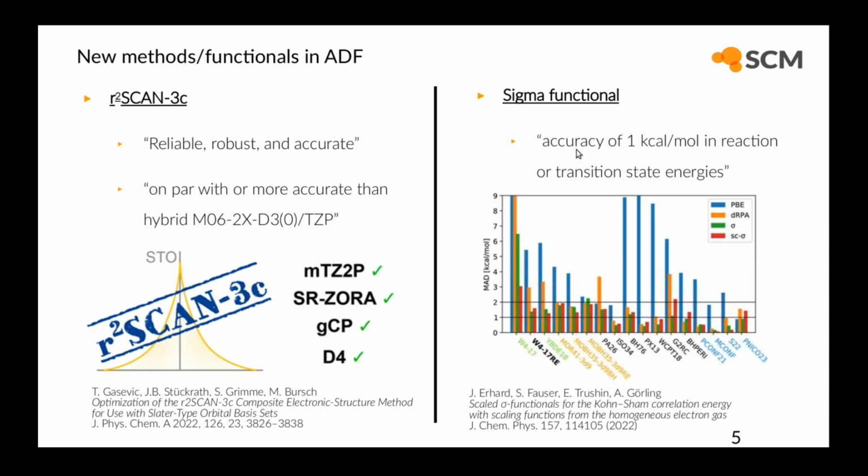And another new functional is the sigma functional, or the scaled sigma functional, where the abstract claims an accuracy of 1 kcal per mole in reaction or transition state energies. What you want to look at in this histogram is the red bar, and you want the red bar to be as low as possible. So low is good, and the different letters here are different types of benchmarks that they have tested. You can see that the scaled sigma functional performs really well. So we also have that now in ADF. That's work by the Andreas Görling group.